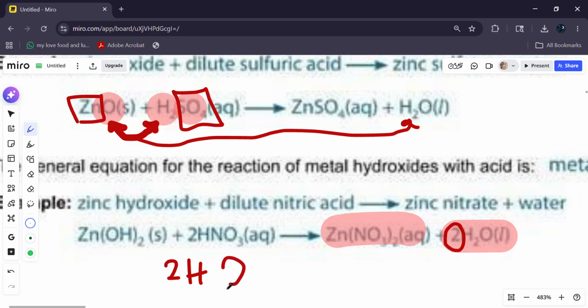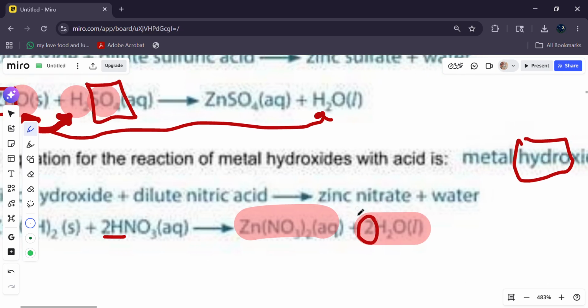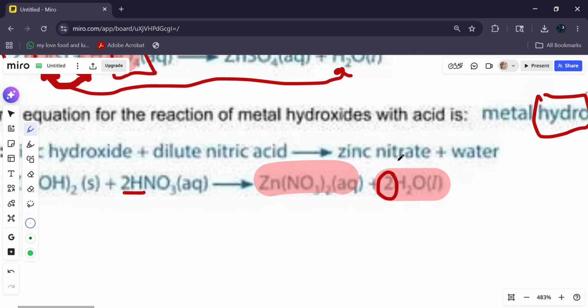with 1 oxygen atom. So since there's a 2 here, and the 2 is covering the bracket, that means there is a total of 4 hydrogen and 2 oxygen. This means we can make a total of 2 water molecules. That is why there's a 2 in front of the water. Now when zinc hydroxide is mixed with dilute nitric acid, zinc nitrate, a salt, is produced, and 2 molecules of water are also produced.